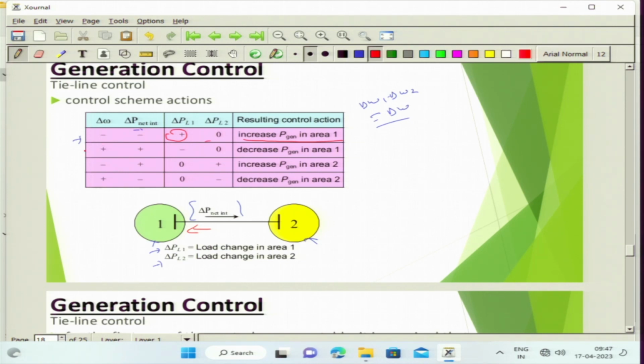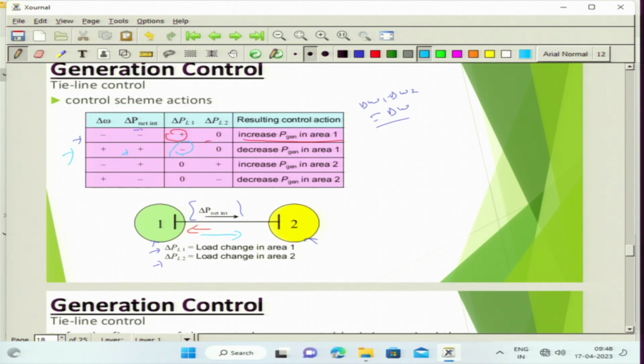Let us say frequency change is positive and delta P net interchange is also positive. That means frequency has increased and power flow is also happening from 1 to 2. Then what is happening? If frequency has increased and power flow is also happening from 1 to 2, that means there is a curtailment in the load.